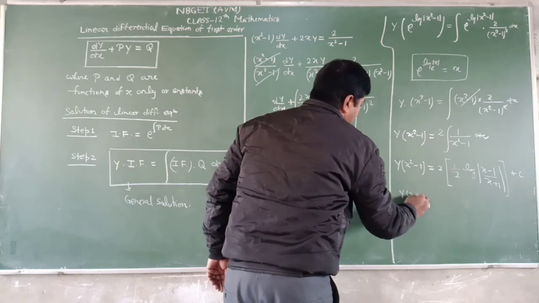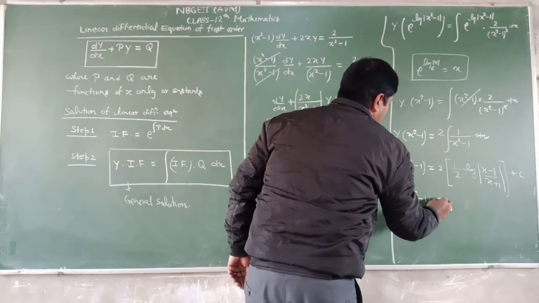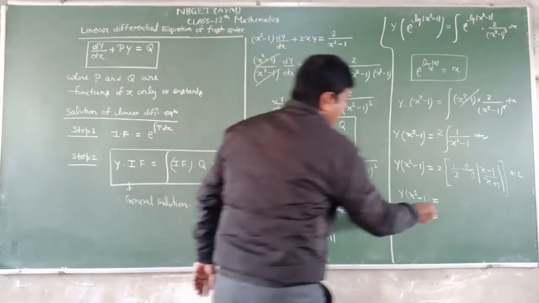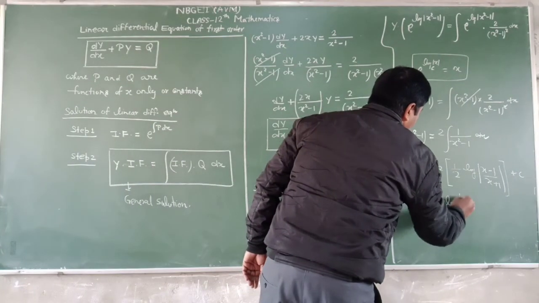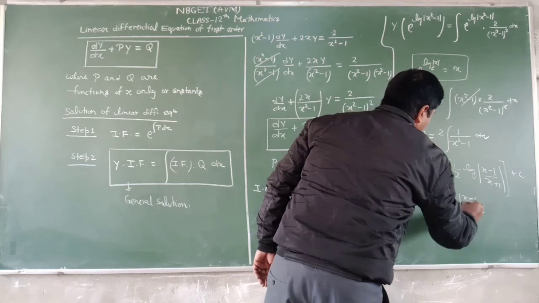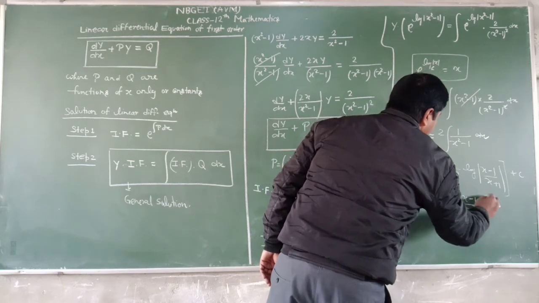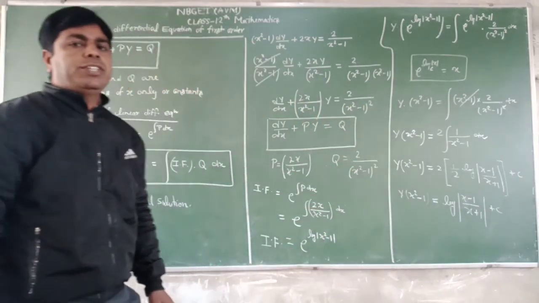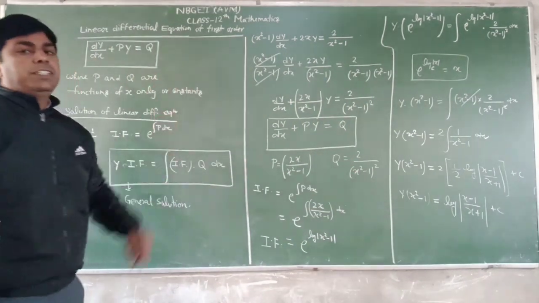Now y into (x² − 1), if we multiply 2 within the bracket, this will remain only log|(x − 1)/(x + 1)| + c. This is the general solution for the linear differential equation.